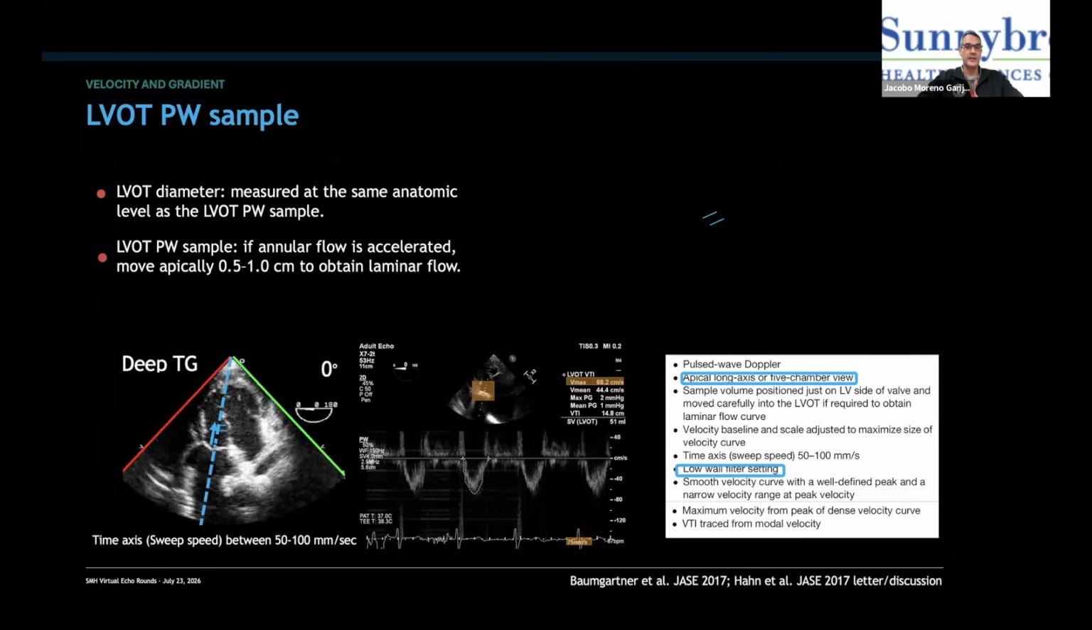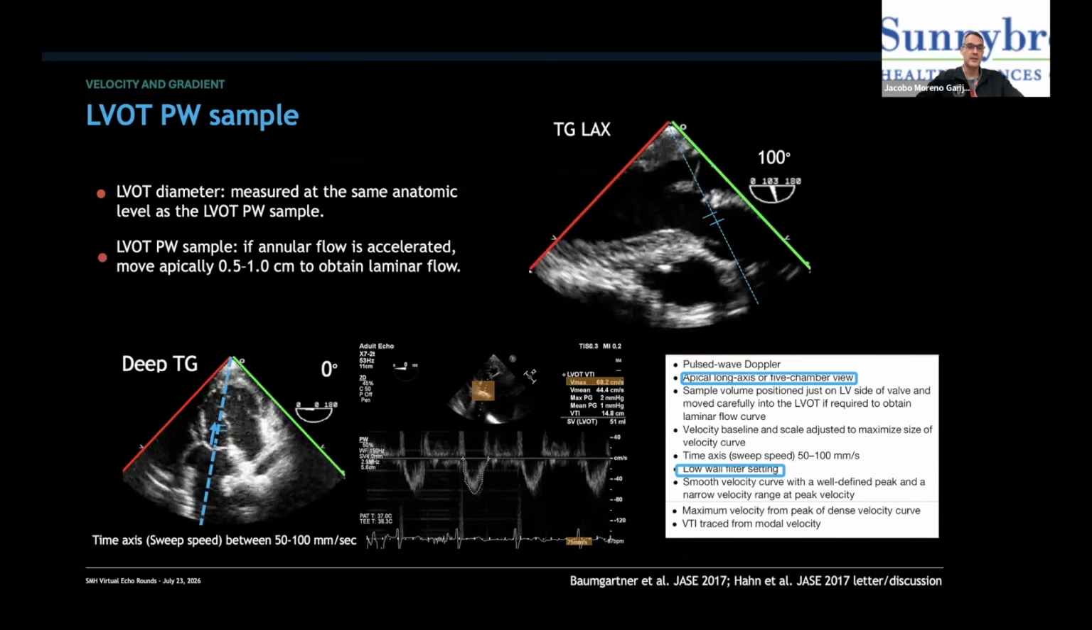When we do that, just remember to keep the sweep speed between 50 and 100. And if there is too much flow acceleration, remember that you can always go a little bit back to avoid having problems when you are measuring your velocity. The alternative option that we have in transesophageal is the transgastric long axis view, around 100, 110 degrees, but then the angle is not going to be perfectly aligned as the other was. But sometimes when you can't get the deep transgastric, it is the only option that we are left with.